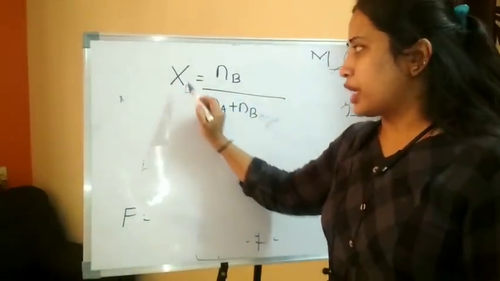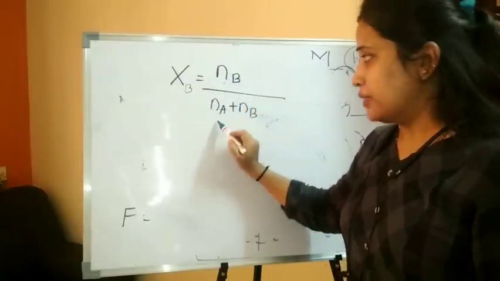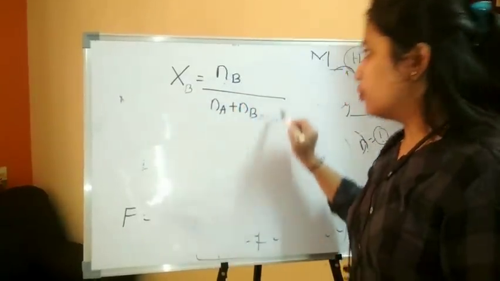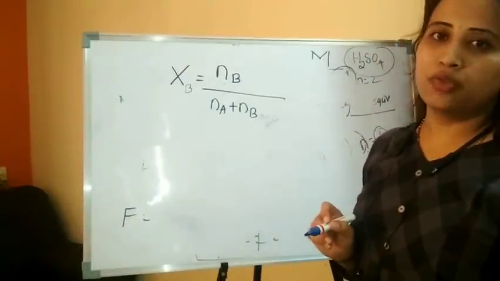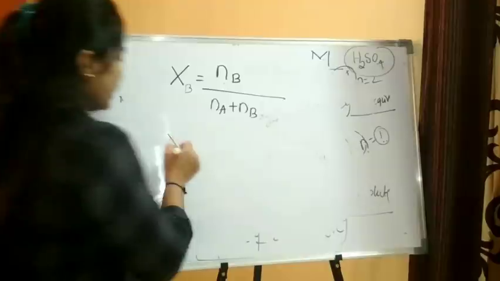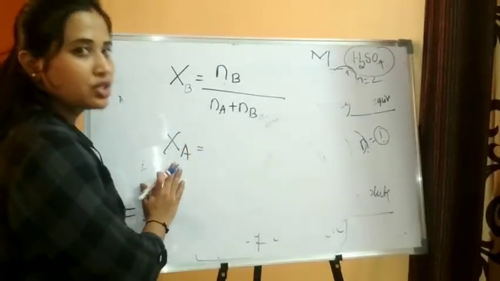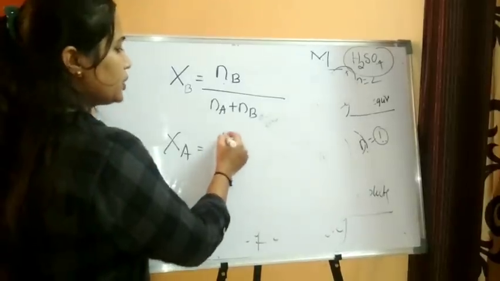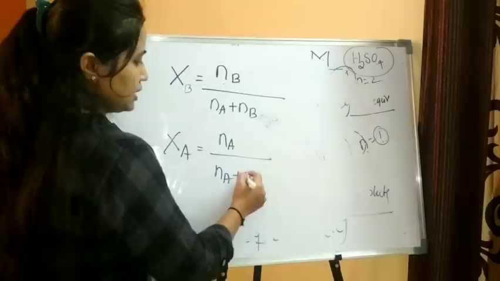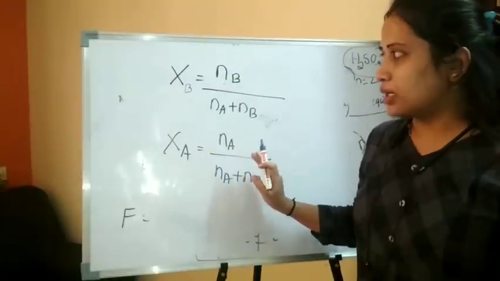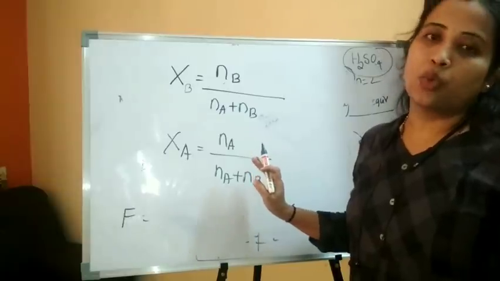So mole fraction of B is equal to the number of moles of the solute B divided by the total number of moles of the solution. This is how you need to find it out. Similarly, for XA, the mole fraction of component A, I take the number of moles of A divided by Na plus Nb. It is simply a number, it doesn't have any unit.